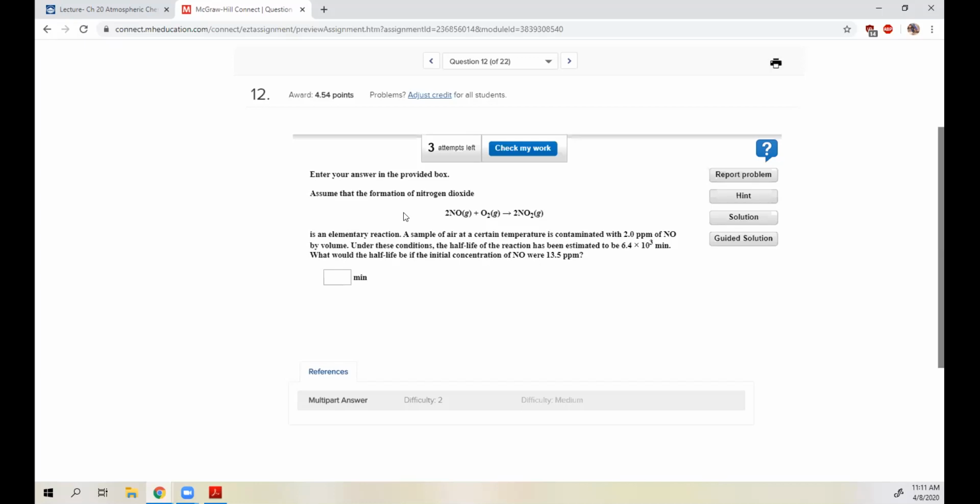And it says a sample of air at a certain temperature is contaminated with 2.0 ppm of nitrogen monoxide by volume. Under these conditions, the half-life of the reaction has been estimated to be 6.4 times 10 to the 3 minutes. And so it wants to know what would the half-life be if the initial concentration was 13.5. So we're going to change that concentration, and then we need to find a new half-life for it.